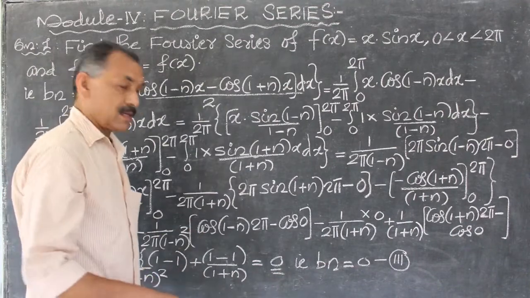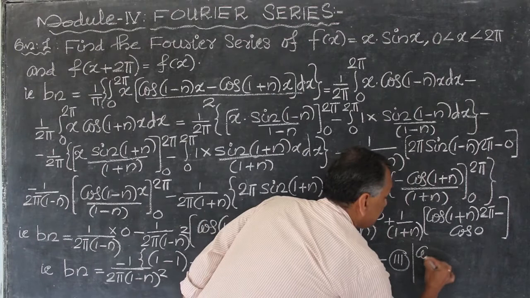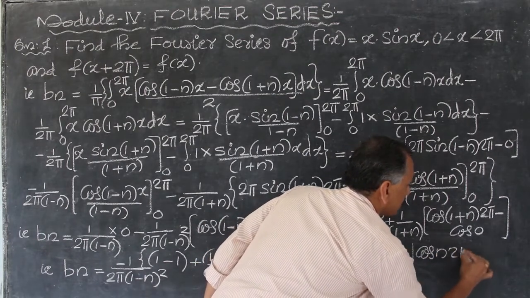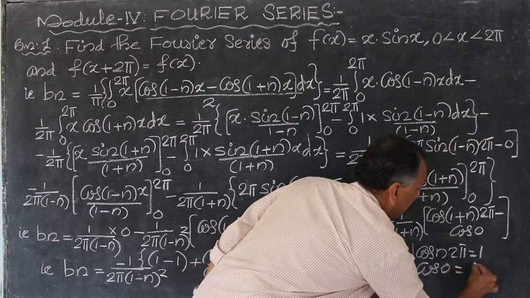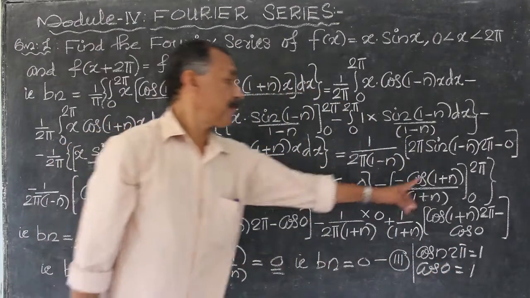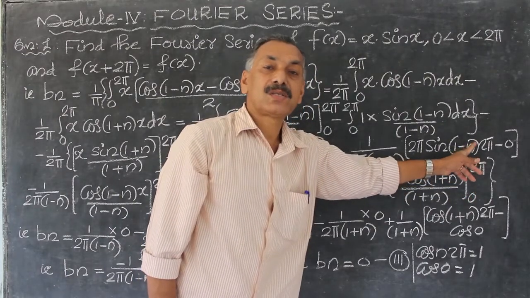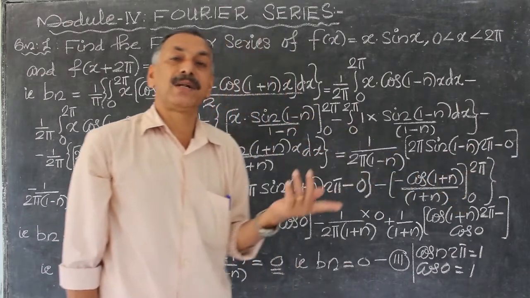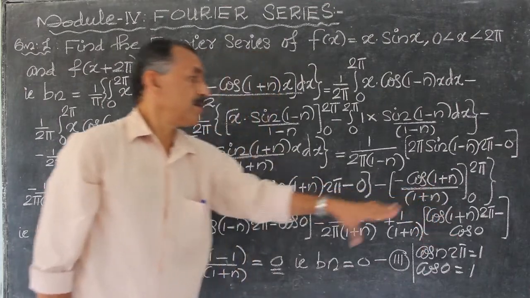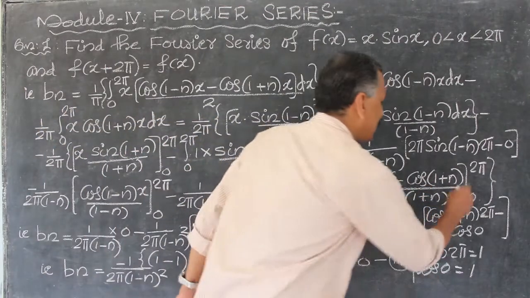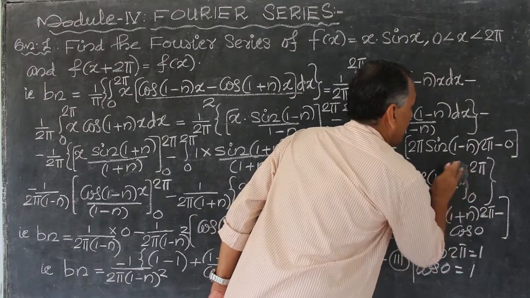Then the reason is cos n into 2 pi is equal to 1. Similarly, the value of cos 0 will be 1. Applying the upper limit inside this term, cos (1 plus n) into 2 pi means a multiple of 2 pi, that is 1. Applying the lower limit, cos 0 is also 1. We have cos (1 plus n) into x.